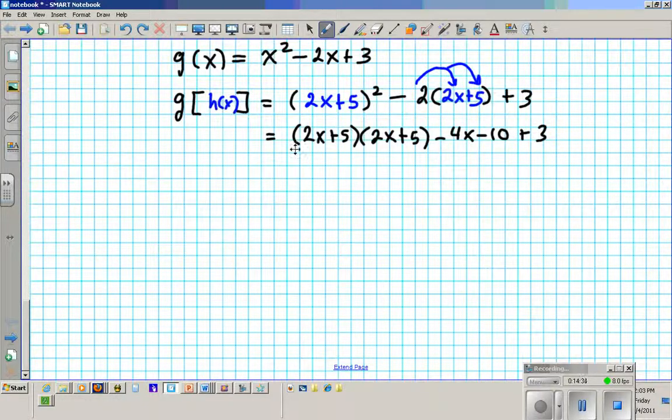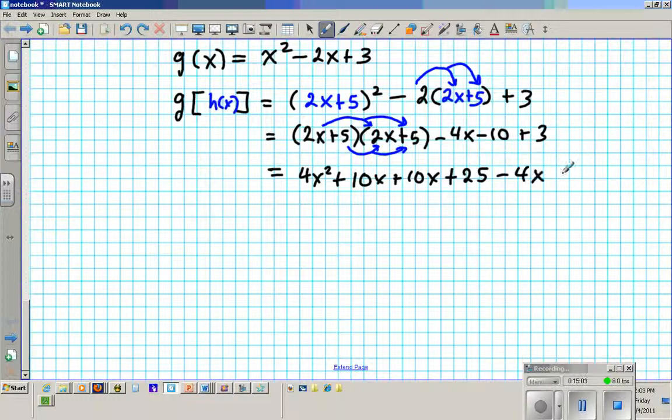All right, now let's follow this out here. So when we do first, outer, inner, last, we do the first, and then the outer. If we do the first, we get 4x squared, and then we'll do the outer, 10x, okay? And then we're going to now do the inner and the last. When we do the inner, we have plus 10x plus 25. And then we're going to just bring these down and combine these two, okay? Bring down the negative 4x. Negative 10 plus 3 is minus 7.